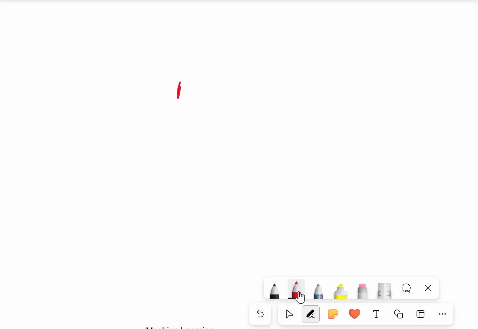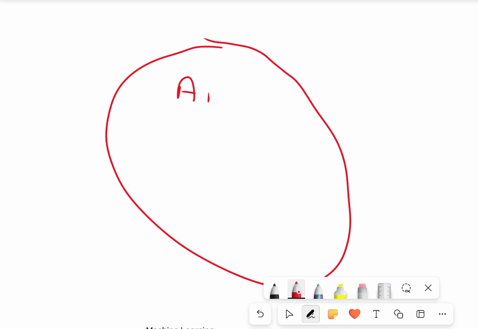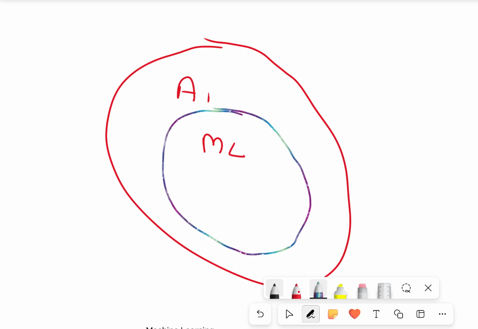So at the moment, we've got AI. AI is a massive sector. Within AI, which is a part of computer science, you've also got machine learning. So you've got machine learning, which is a part of AI, so it's a subset of AI. Part of that, you've got supervised learning.